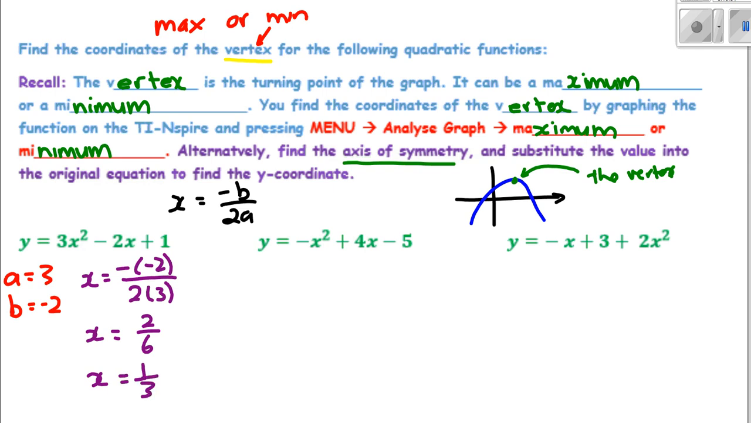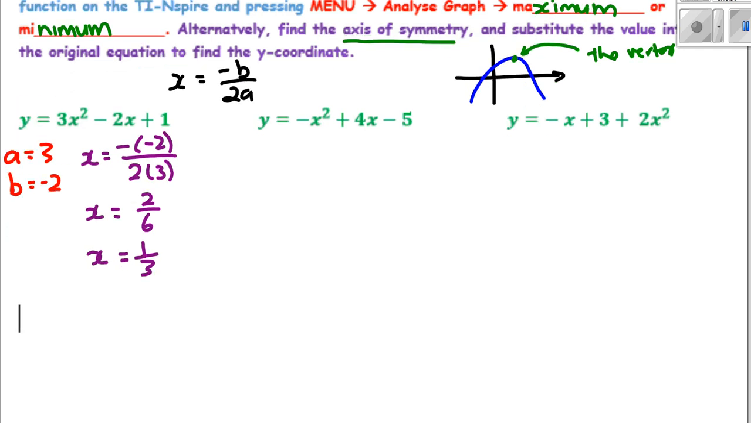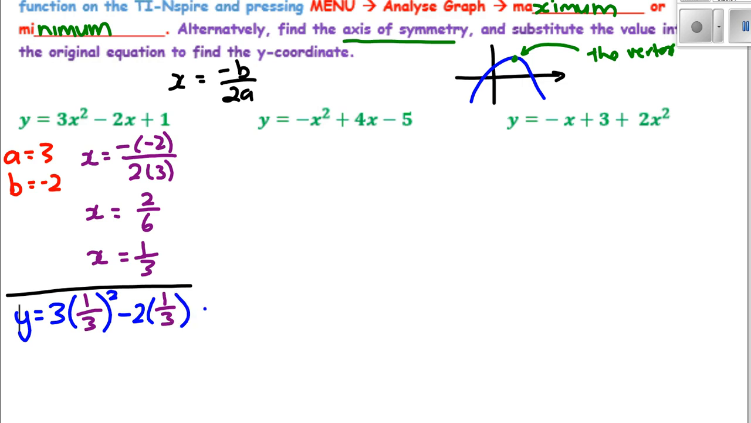We now need the y coordinate of the vertex. So you want to section it off. The y coordinate will be y equals 3 brackets. So we've got to put in a third. I'm using the green equation above. 3x squared, and we know x is a third, so 3 times a third squared, minus 2 times a third, kind of awkward to do by hand this one, and then plus 1. It's the green equation above, subbed in.